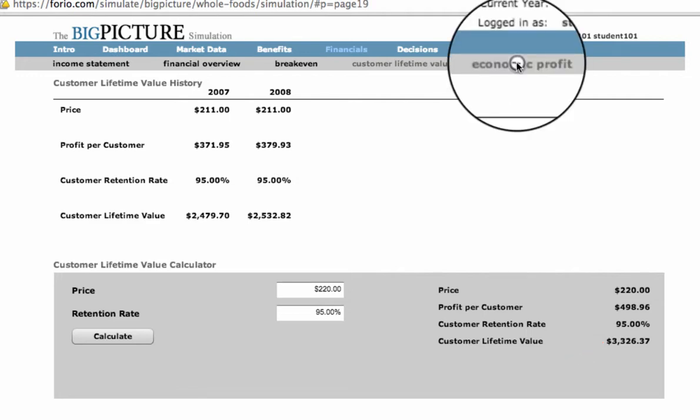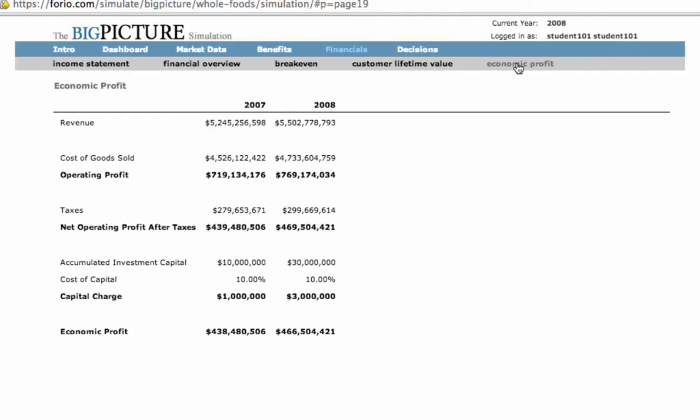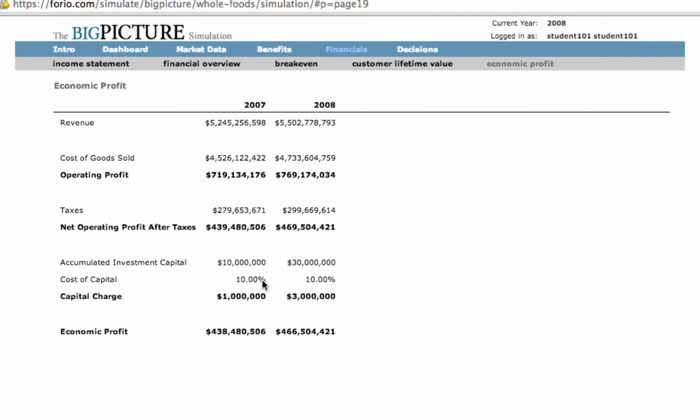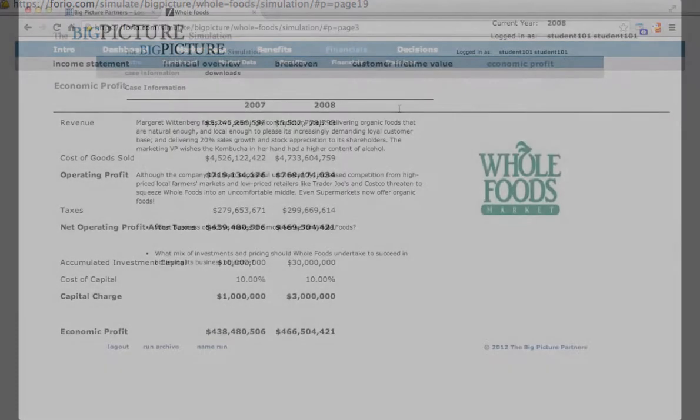The final screen is economic profit, and this information simply reflects the fact that there is a cost of capital, and in this particular simulation it is assumed to be 10%. So we need to do better than 10% in order to justify our existence.